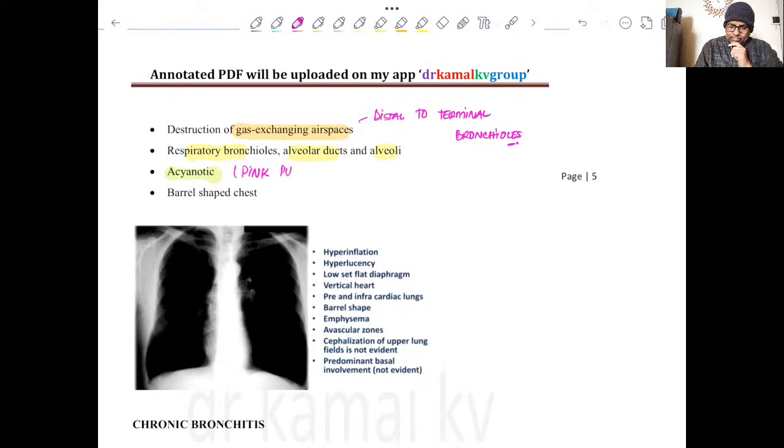Sorry. So here there is no cyanosis, and this is very important to mention.